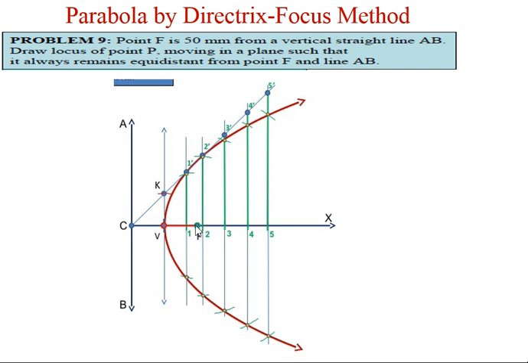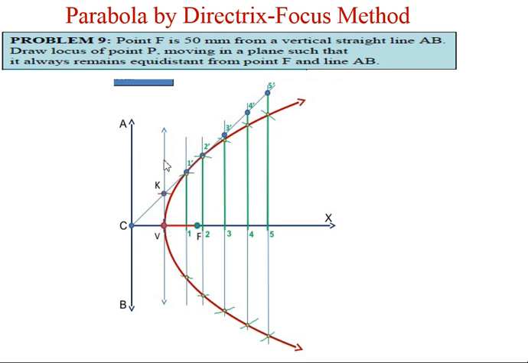Now you have to locate V. As the eccentricity is equal to 1, VF upon VC is equal to 1, that means VF is equal to VC. So for the 50 millimeter distance between C and F, V should be located at a distance of 25 millimeter. Mark a point on the CX line at a distance of 25 millimeter either from F or from C, and you will get V.